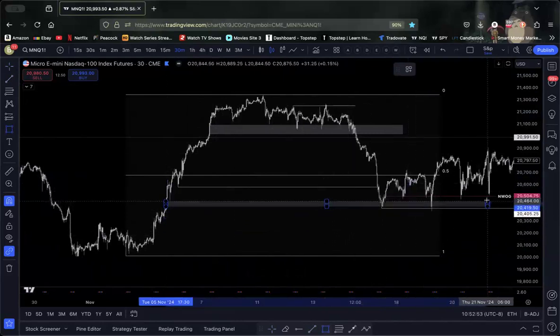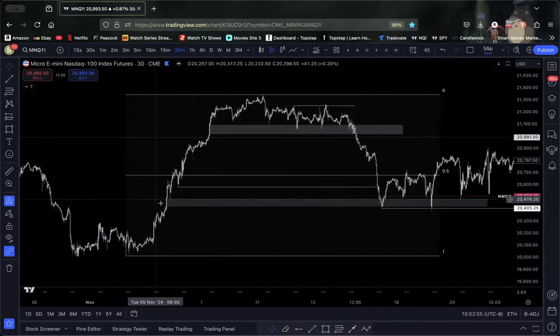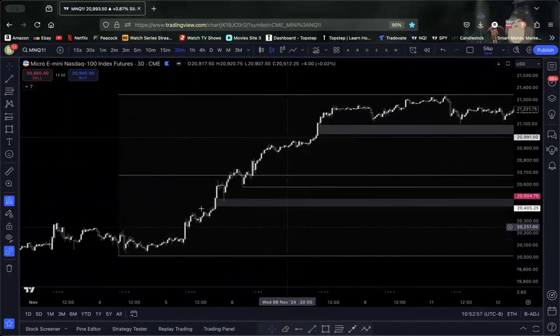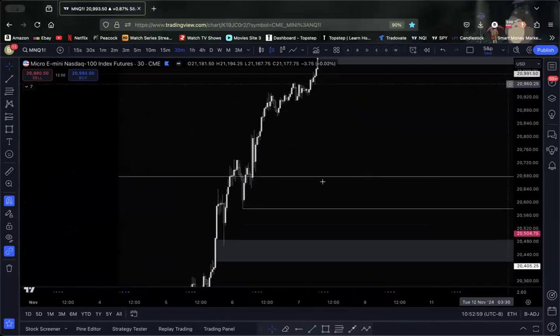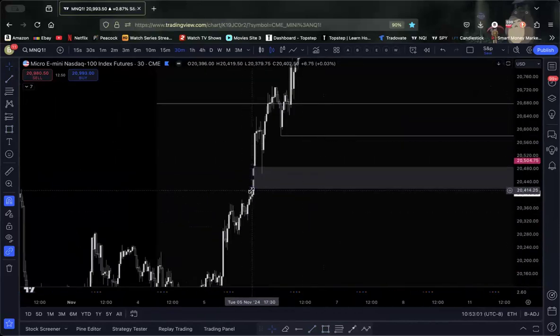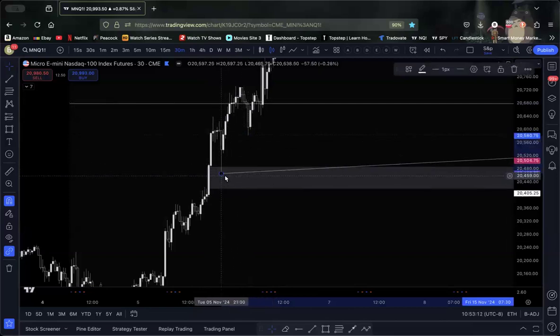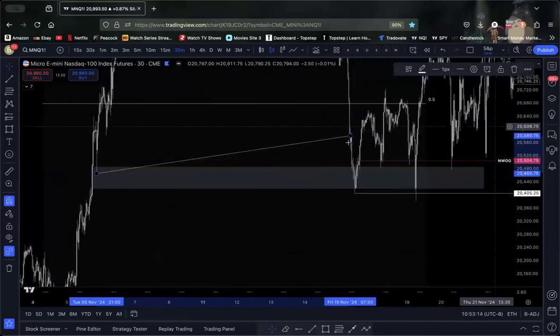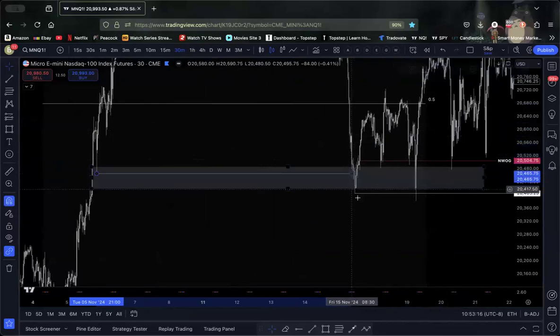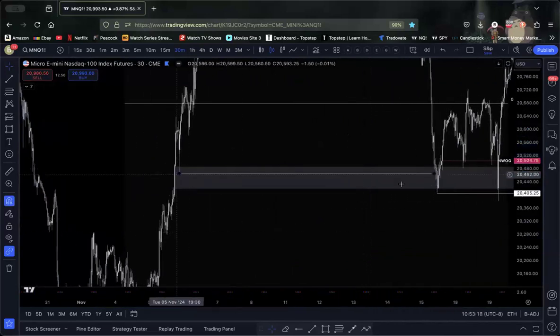Look for fair value gaps right here. Fair value gap. We had a three candle structure, 1, 2, 3. There was a separation. This fair value gap was used to push us higher right here. So when we come down, we're using this also as a target. Target here, boom, here, inside 50%.